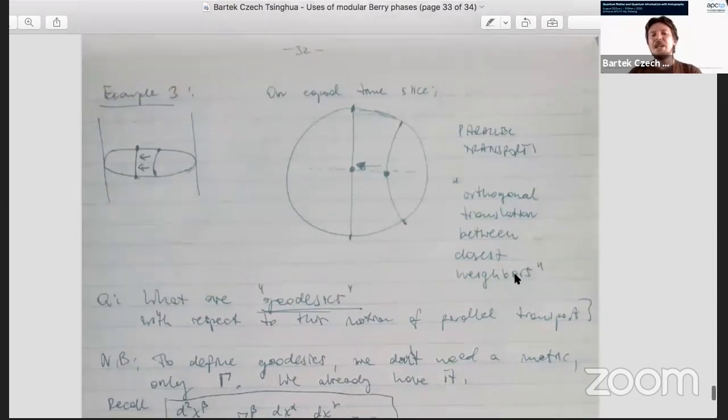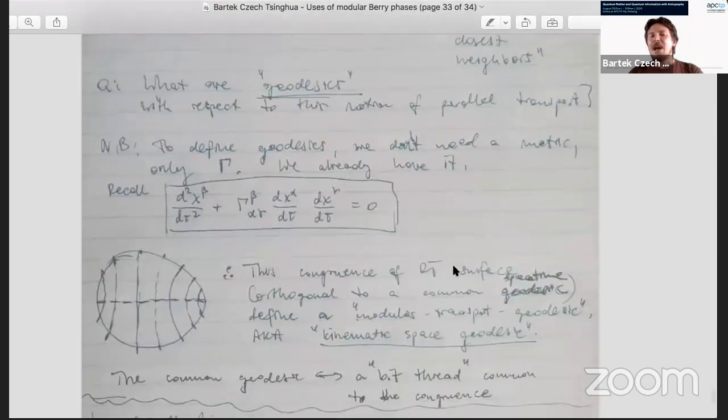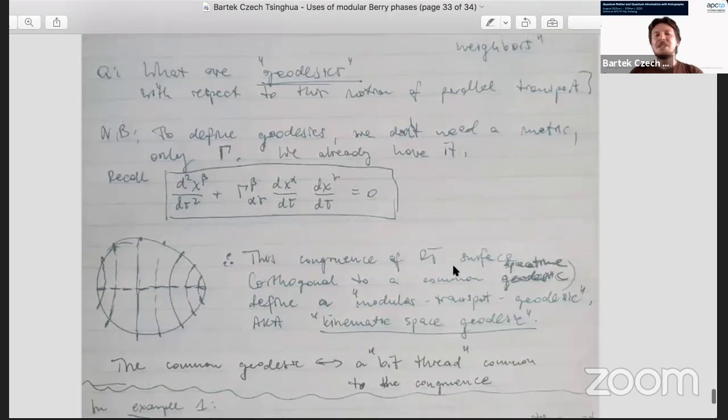So this is the third type of thing that modular parallel transport can give you. And now maybe I'm over time already, but I want to close with a question which is fun to ponder: what are geodesics, but not geodesics in space, but geodesics in kinematic space? What are geodesics with respect to this notion of parallel transport? I want to remind you that we typically think of geodesics as curves of closest distance.